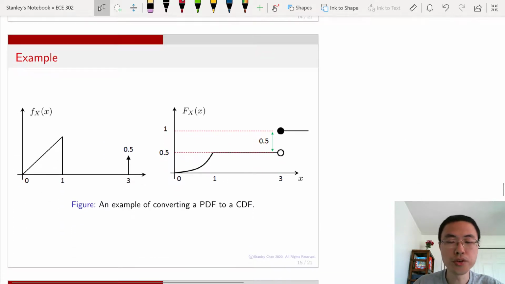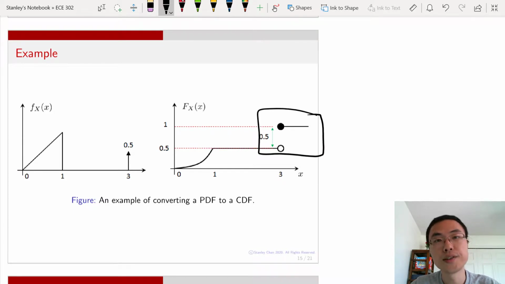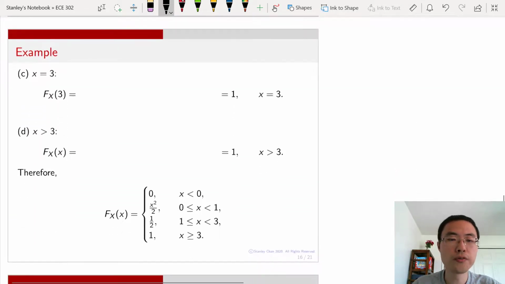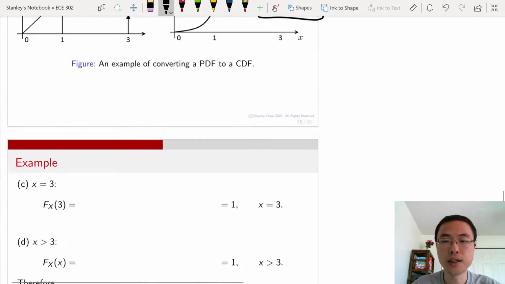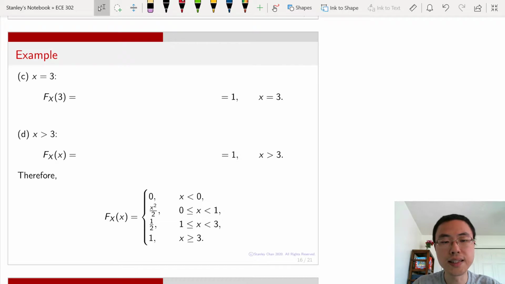So this is the picture. We have a triangle, a pulse, and then the CDF looks like this, and then you have a constant. Now we're going to look at this part. This is the part where you have x equals 3 and x bigger than 3. Let's work on the first case where x is at 3. Because we have taken care of this range, now we're looking at 3, and then we're going to look at things afterwards. Where x is at 3, what is it?